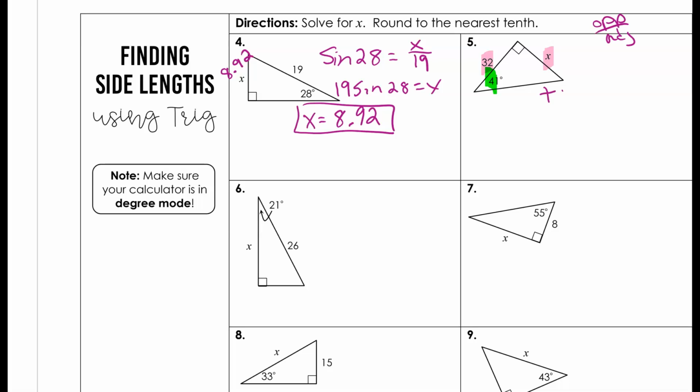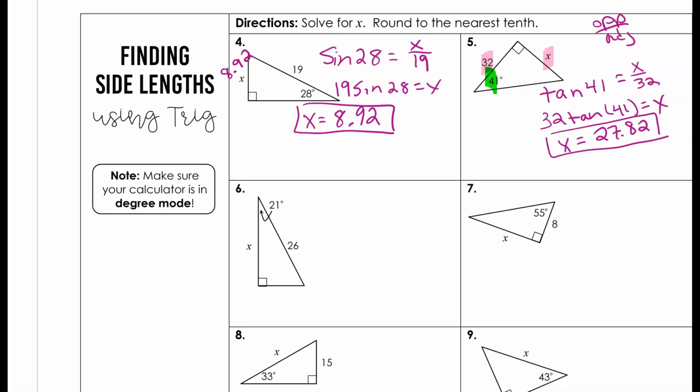So the tangent of 41 degrees is equal to, now I'm going to substitute in for opposite over adjacent, x over 32. And so now whenever I multiply 32 times tangent of 41, that's going to give me my x measurement. Whenever I do that, I end up with x equals 27.82. I'm emphasizing, I want you to always give me at least 2 decimal places. At least.